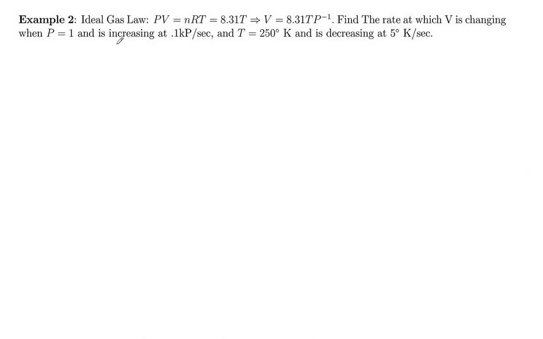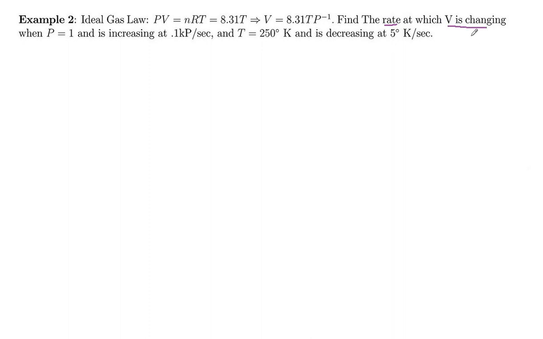So let's look at another example here with ideal gas law. PV is nRT, which is 8.31 T. So if we solve that for V, we get V is 8.31 T P to the negative 1. Well, we want to find the rate at which V is changing.